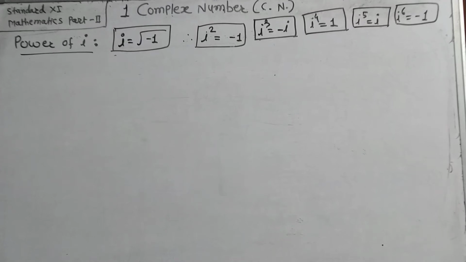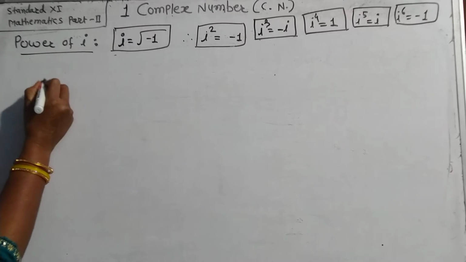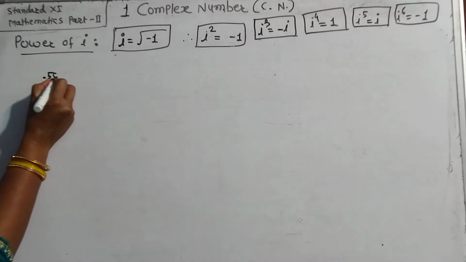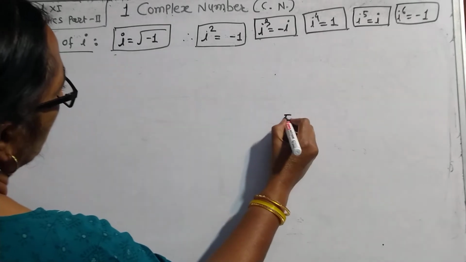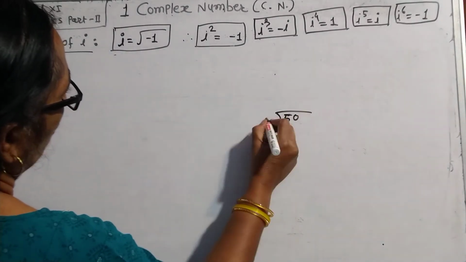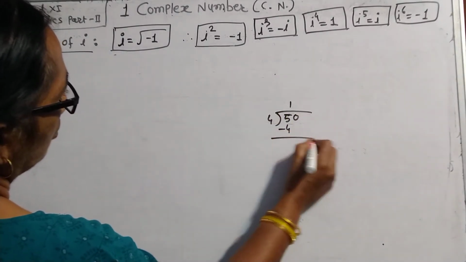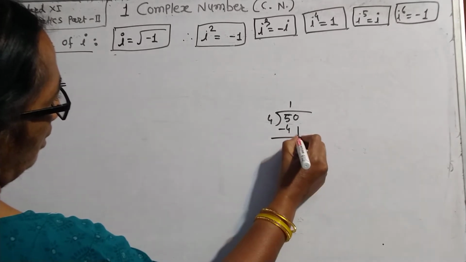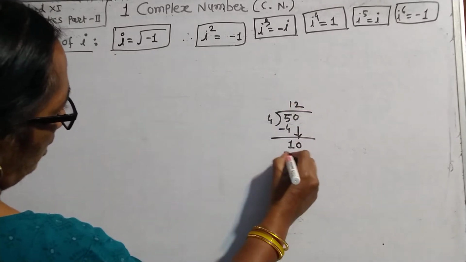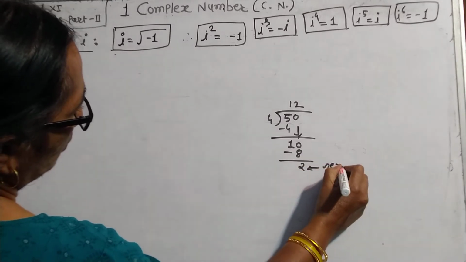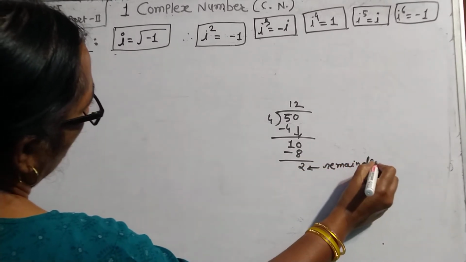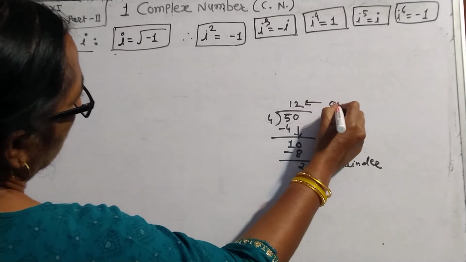First, complex number powers of i. Example: now i raised to 50. To find i raised to 50, divide 50 by 4. 4 ones are 4, 4 twos are 8, the remainder is 2, and the quotient is 12.